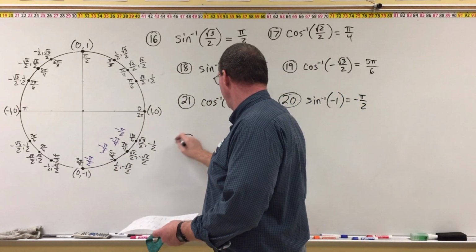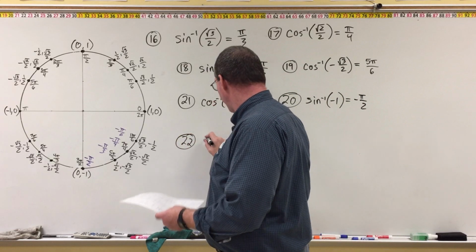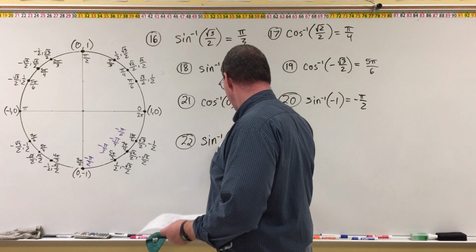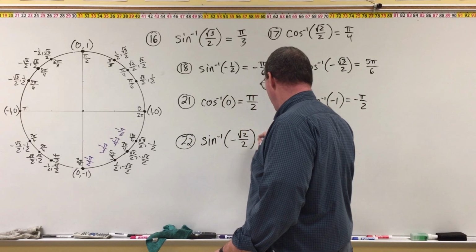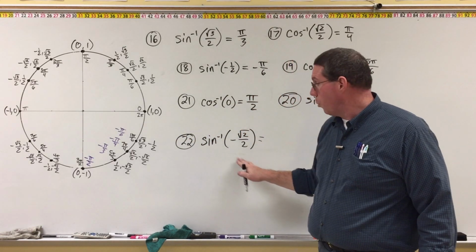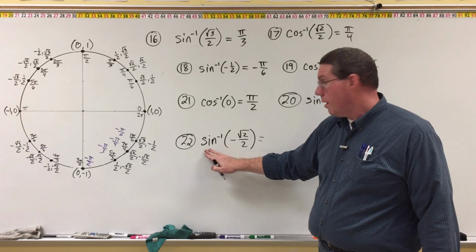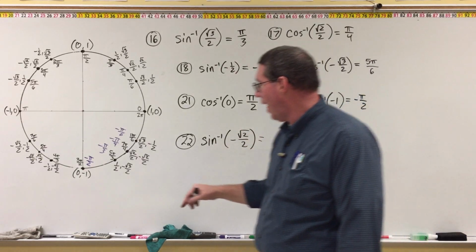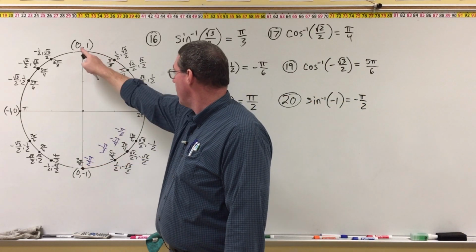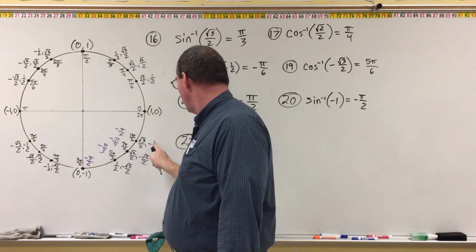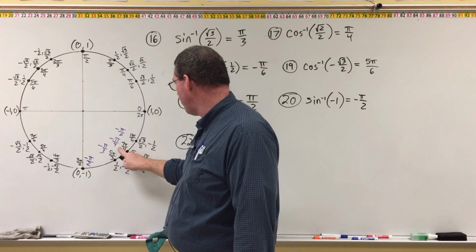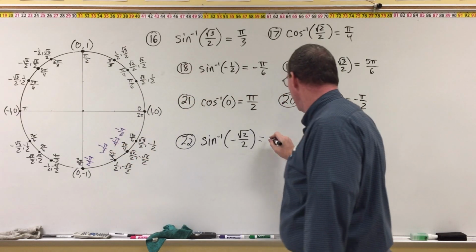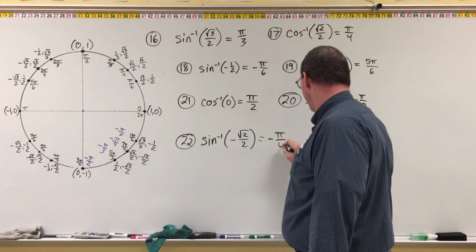Now let's do 22. 22 says sine inverse of negative square root of 2 over 2. Okay? And so now we're looking for where the y-coordinate is negative square root of 2 over 2, and it has to be between here and here. So y-coordinate, negative square root of 2 over 2 right here. That's this point. We don't use 7 pi over 4. We use negative pi over 4. So it's negative pi over 4.